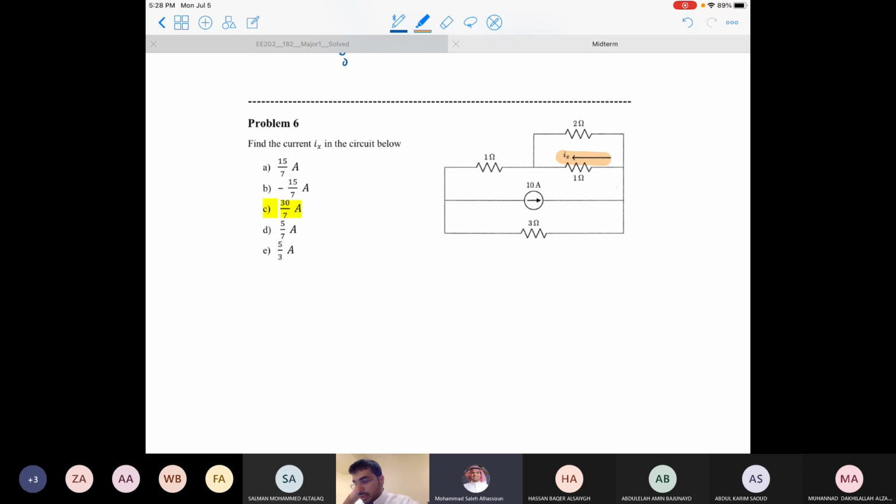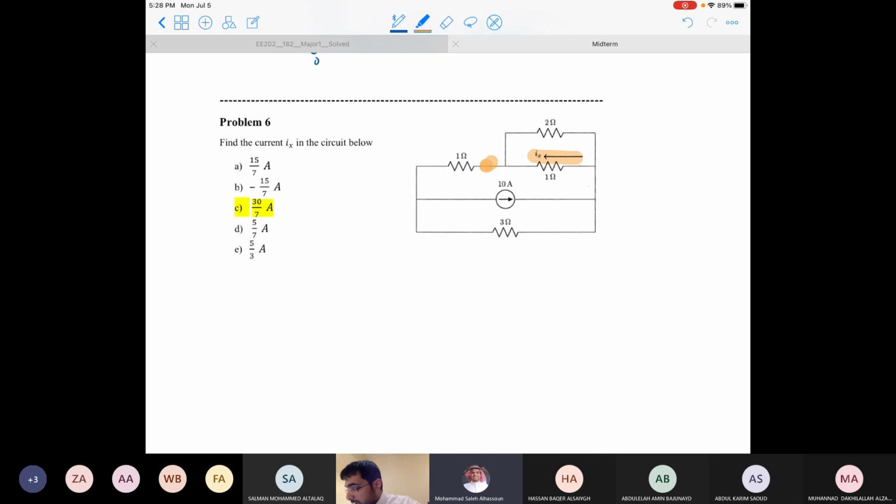So this circuit is not that complicated. The only complication here is you have more branches. You have 1, 2, 3, and 4 branches. That's going to somehow complicate the analysis. But if you think about a way to simplify them, things will be easier. So instead of finding Ix, let me find I here. Let me call it I1 here.